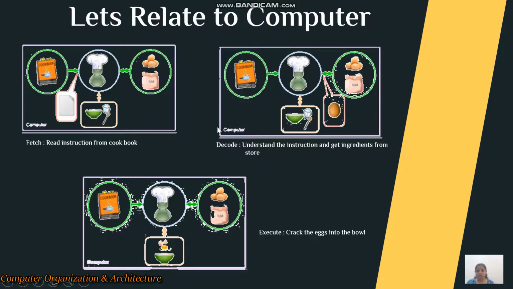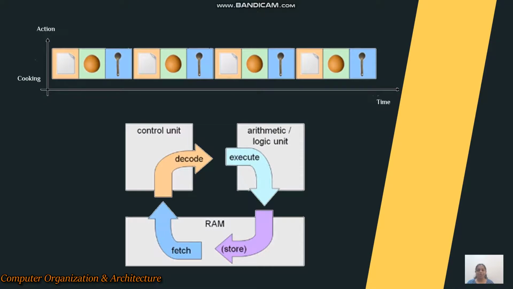So in short, we can relate it to a computer with fetch, decode and execute. Fetch is to read the instruction one by one from the cookbook, and then understand the instruction and get all the ingredients, okay? Then you're going to do the process. This is the first process. Then again, initially you will break open the eggshell and pour it inside the bowl. Then you have to sieve the flour and then put it inside the bowl. So these are different instructions. So you have to continuously fetch the instruction, decode, execute. Then fetch the next instruction, decode and execute. So this process is repeated until the complete process is completed, okay?